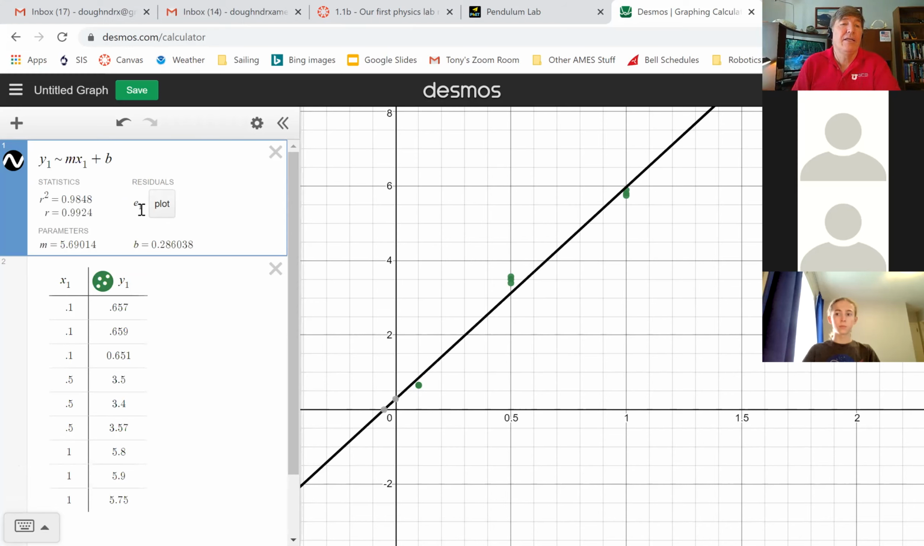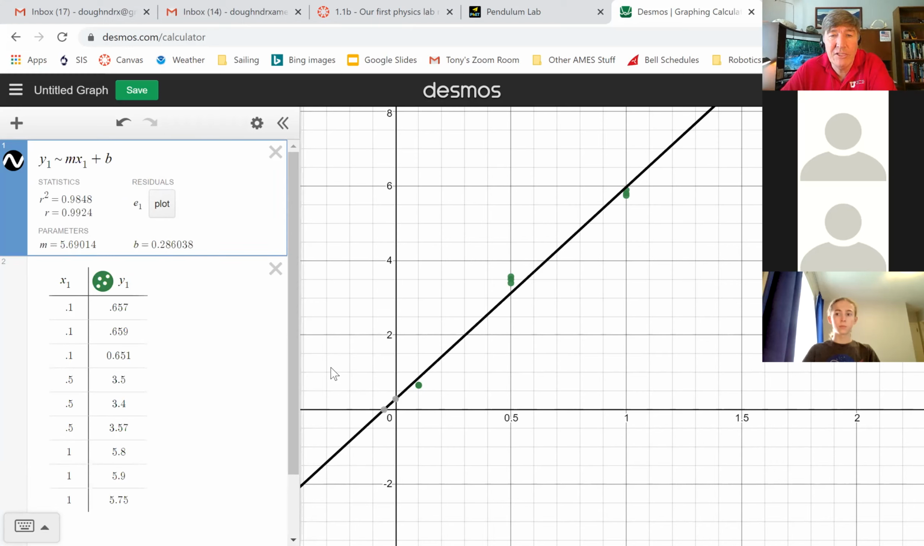All right, Desmos is saying that the m value that makes this line that you're seeing right here, which is the line that fits the data the best, that m value is 5.69. And then the b value that makes it fit the best is 0.286 and change, right? Yeah, so if you guys didn't know that, I need to have a talk with your math teachers. This is something you guys should all know.